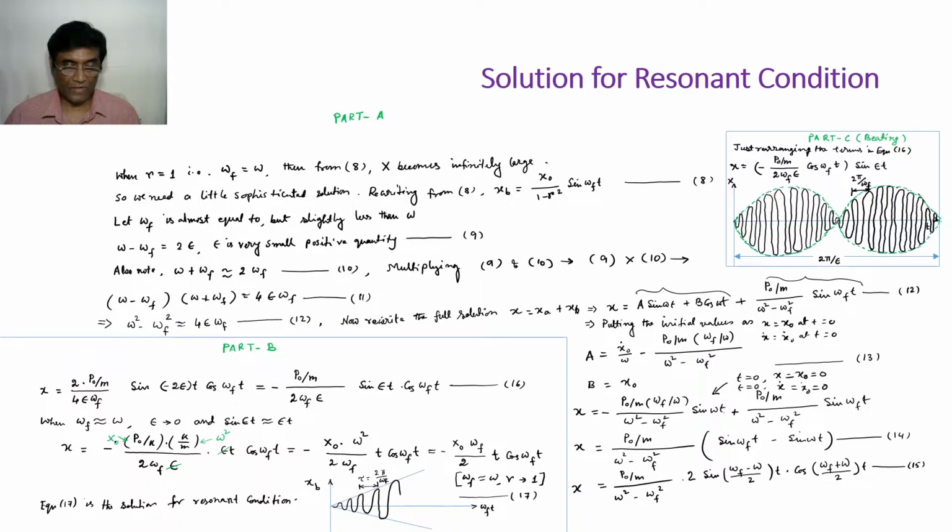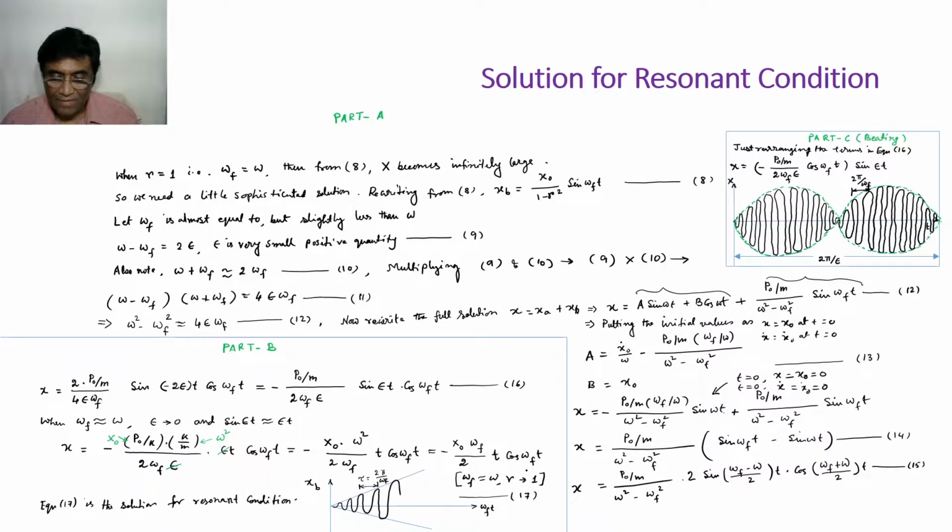This is p0 by k equal to h0. This epsilon cancels out, then x naught omega squared divided by 2 omega_f t cosine omega_f t equals minus x naught omega_f by 2 times t cosine omega_f t, by putting r tending towards 1. Now you see, this is the actual solution, equation 17. So 17 is the solution for the resonant condition.